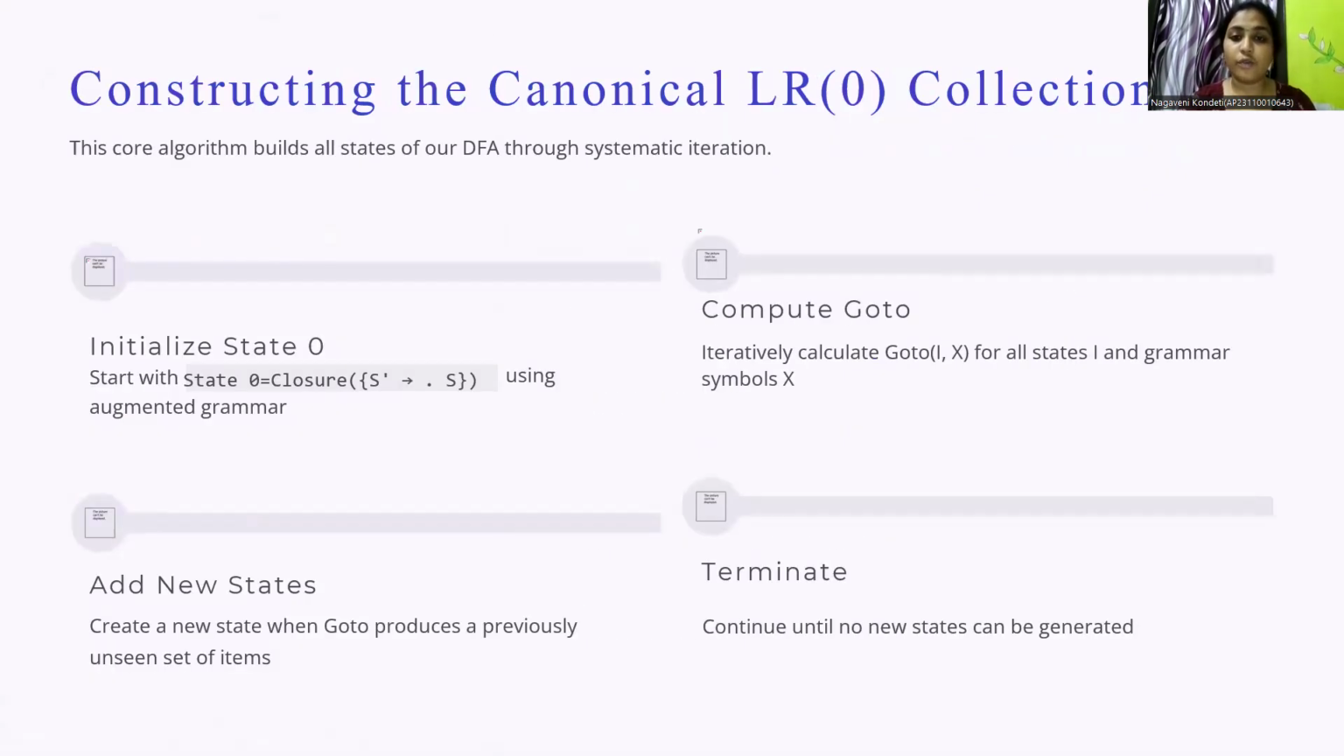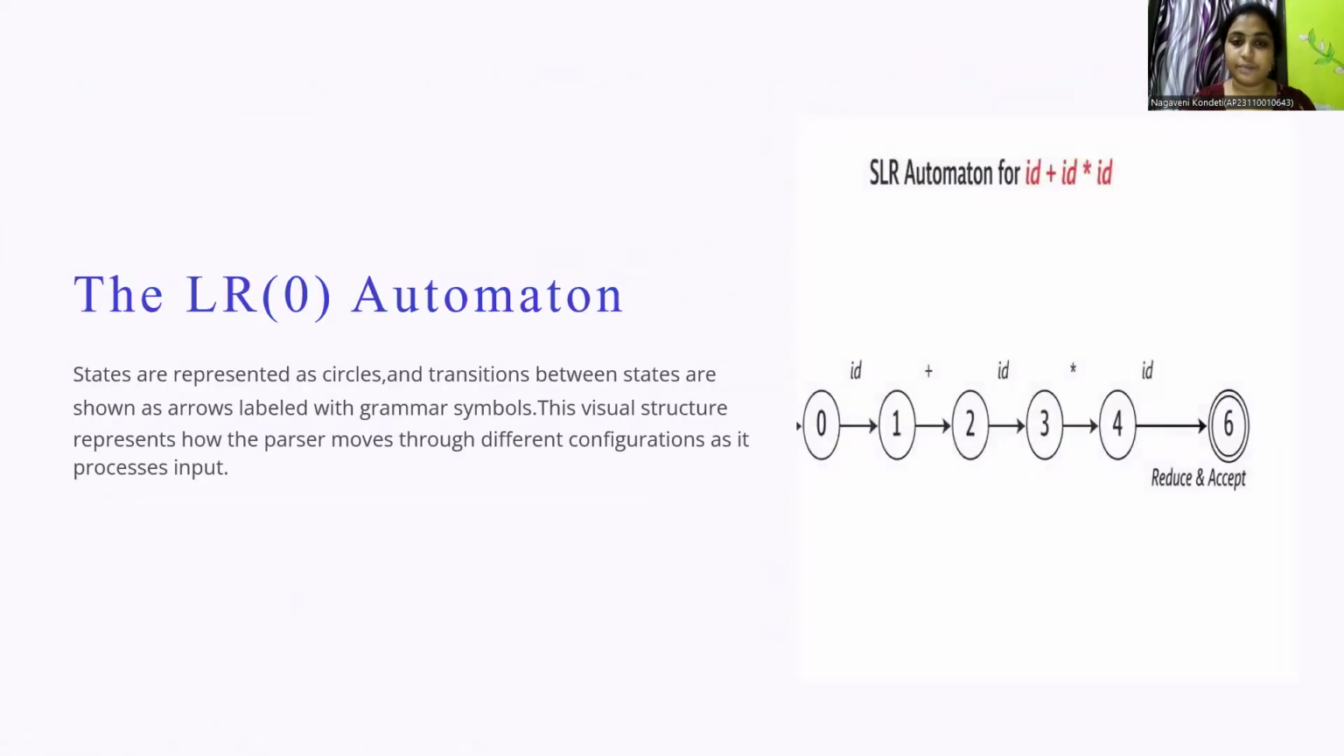Now let us see how we construct the canonical LR collection. This step builds all possible states of the parser. We start with the augmented grammar: state 0 equals closure of S dash to dot S. Then we apply the goto operation on all states and symbols. Whenever a new set is formed, we create a new state. This continues until no new states are generated. The final set is called the canonical collection.